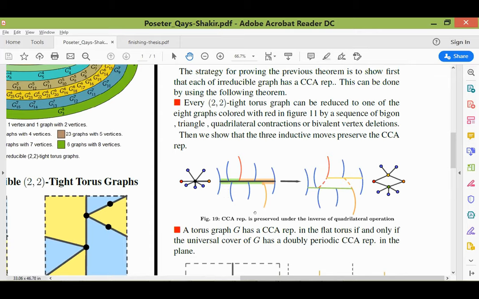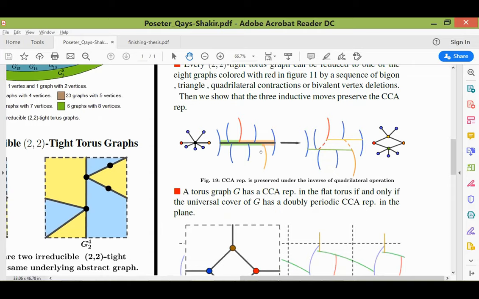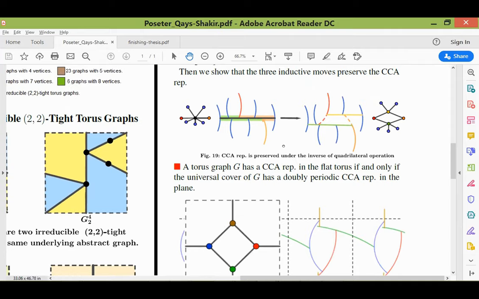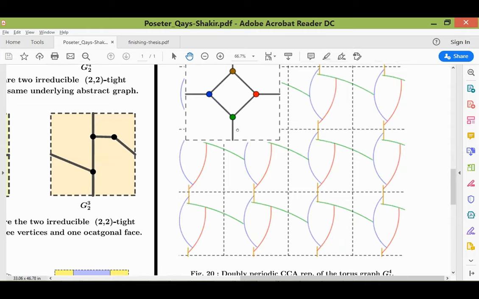Show that each one of these three inductive moves is CCA representable. And here I just listed the graphs, I mean the diagrams, which show how we can realize these three moves as CCA representation. Well, I just focus here on the quadrilateral splitting. And yeah, so that's what I actually tried to explain.